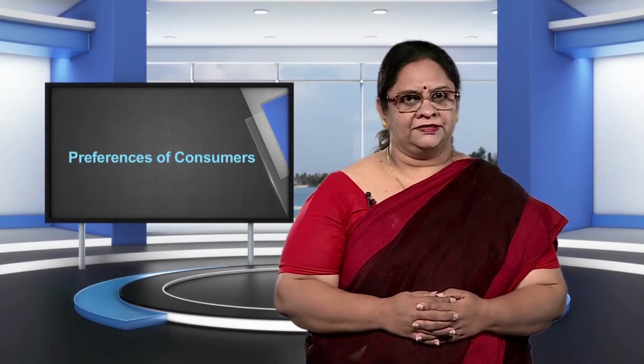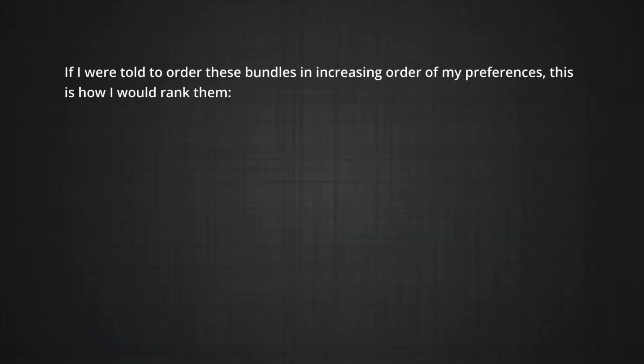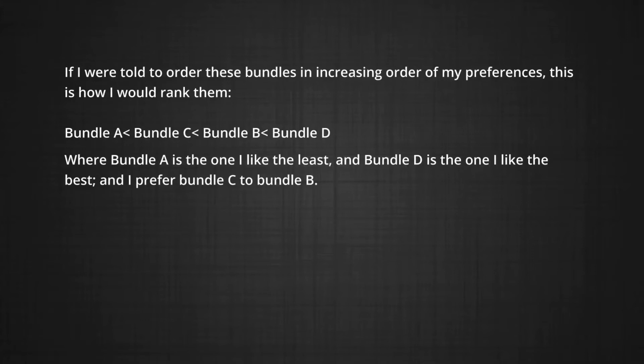If I like books a lot, more than movies anyway, then I will prefer bundle B to bundle C. If I prefer movies more, then I may prefer bundle C to bundle B. If I were told to order these bundles in the increasing order of my preferences, here is how I would rank them. Bundle A is less than bundle C, is less than bundle B, is less than bundle D. In other words, I like bundle A the least and bundle D the best. And I prefer bundle C to bundle B.